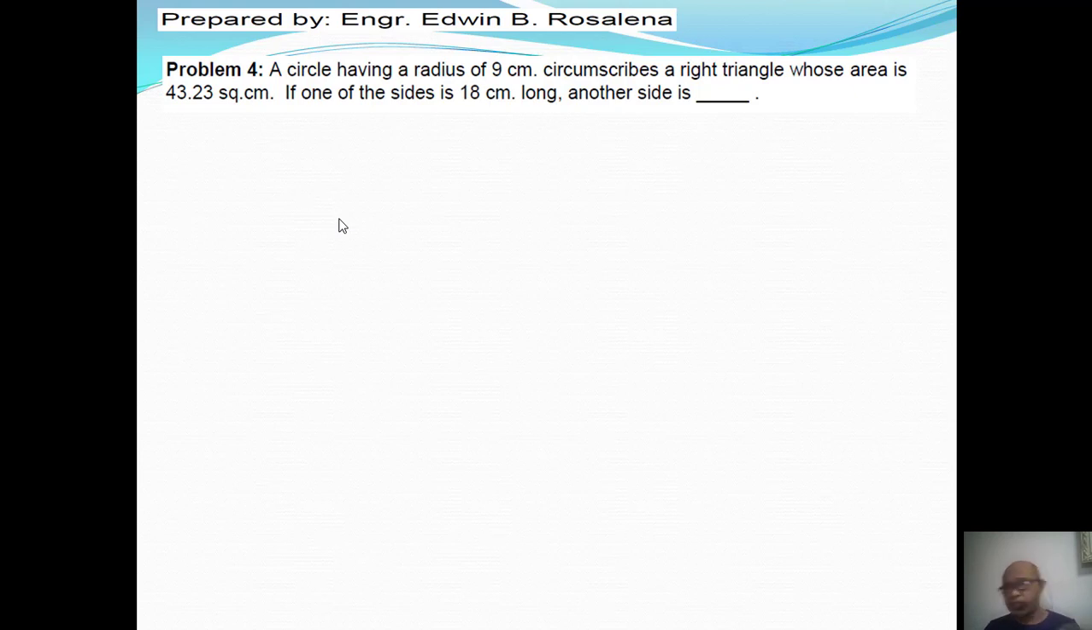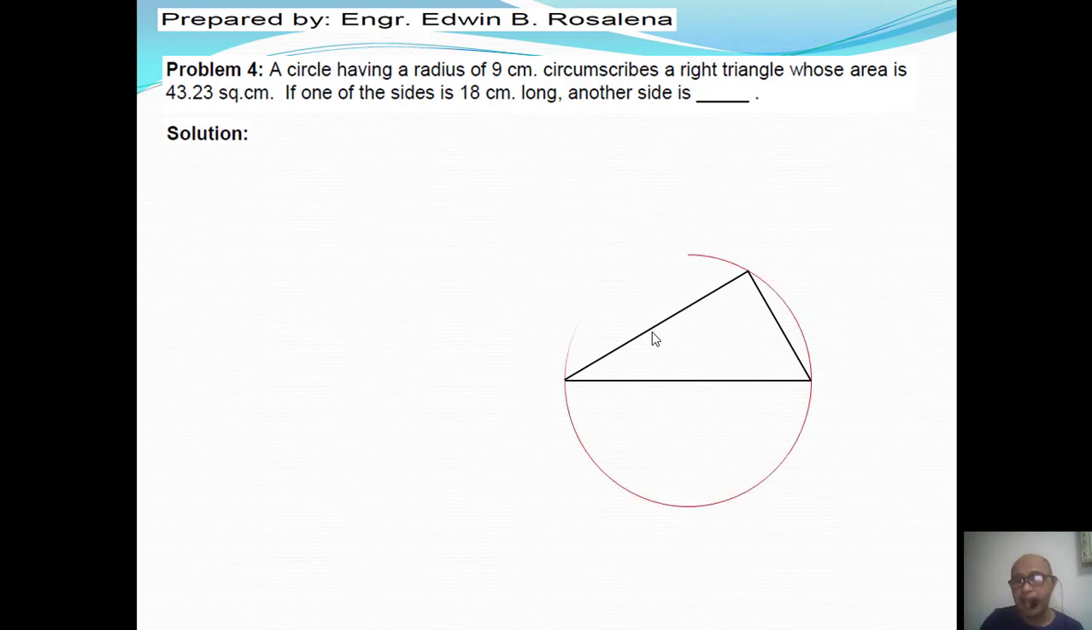So, if there are choices, then once we have an answer, we refer to the choices and we will discover if the given is the shorter leg or the longer, the shorter side or the longer side, okay. So, we will draw a circle first. A circle having a radius of 9 circumscribes a right triangle whose area is 43.23. So, I have here a triangle and then we have an inscribed circle, or circumscribed circle.